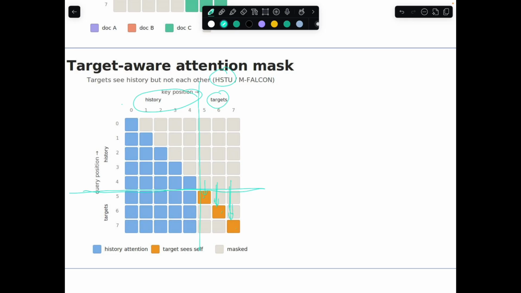Think about this as a shopping scenario. The history is the user's previous shopping history, and the targets are what the user bought in this one shopping session. All the items in this shopping session are targets, and they all have visibility to the user's shopping history, but each of them should not interact with the others. The target-aware attention mask is very commonly used in shopping recommendation and social media recommendation.